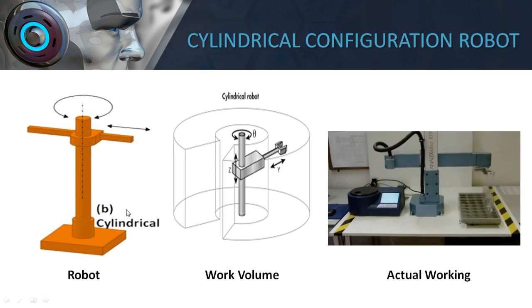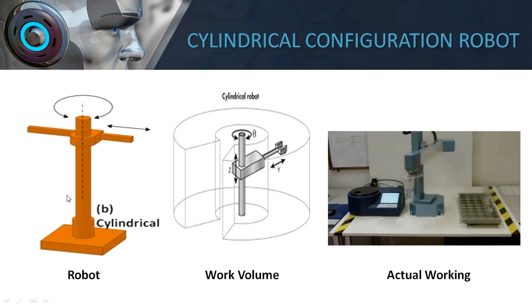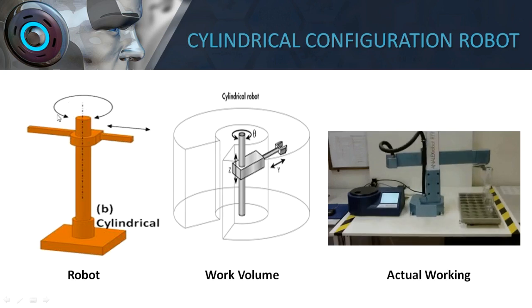So here there are three images which are shown. One is a robot, the other one is the work volume of the cylindrical configuration robot, and the other one is the actual working. First, I'll talk about the robot here. So the robot consists of one twist joint, one L joint, and then one O joint. The twist joint is at the assembly of the arm, wherein the arm assembly can rotate completely 360-degree and it is moving up and down in a column.